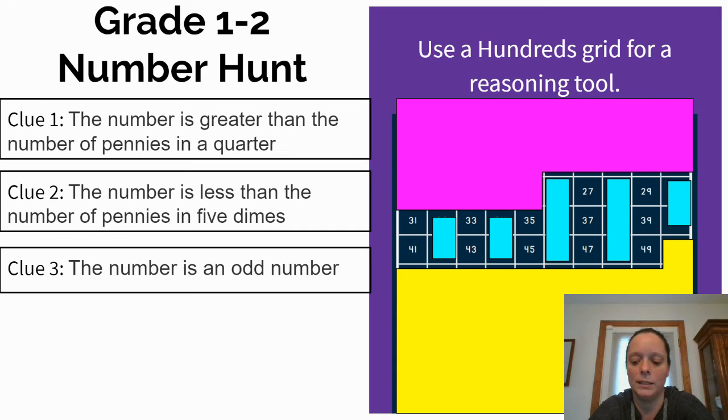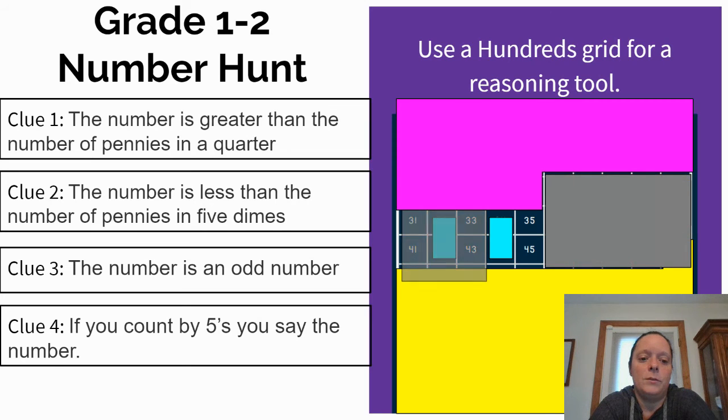And you could, if you were doing this in a Google Meet or a Zoom, you could ask, how do you know when a number is odd when you have 2 digits? And hopefully they say the ones place has to be a 1, a 3, a 5, 7, or a 9. And you could see that in the hundreds grid once you cover up the even ones.